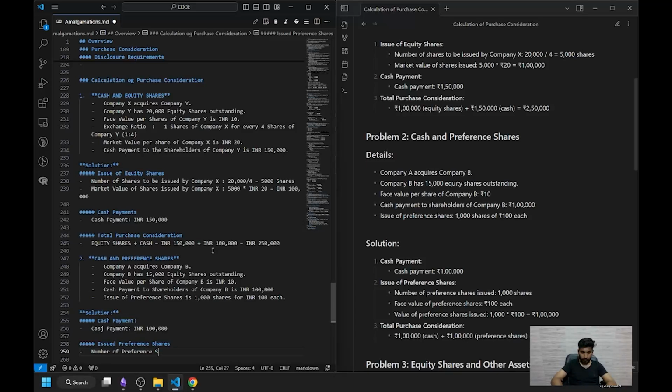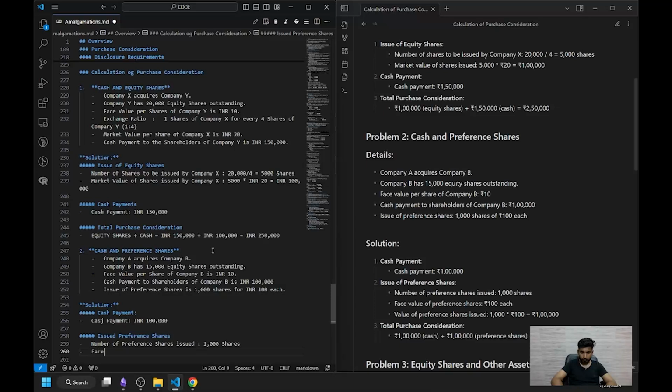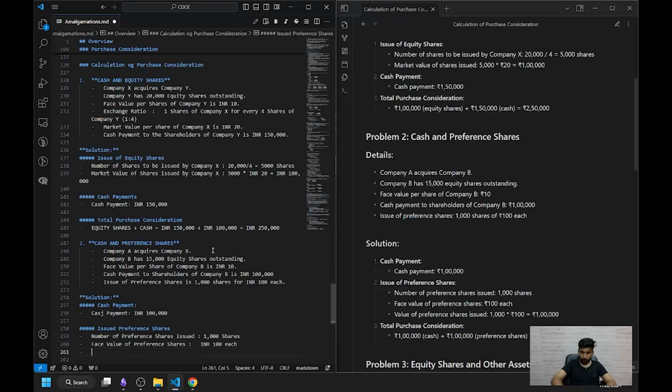Number of preference shares issued is 1,000. Then the face value of the preference shares is rupees 100 each. Then the value of shares issued is going to be 1,000 shares multiplied by 100. That makes it rupees 1 lakh.